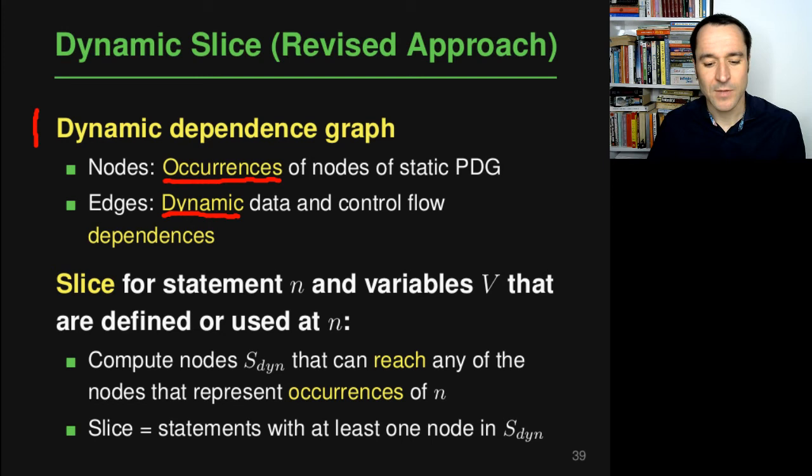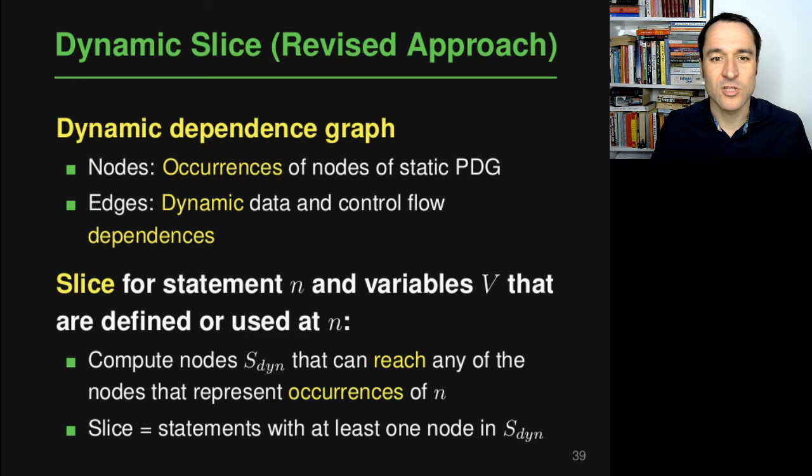And now given this dynamic dependency graph, we can compute the slice again in a very similar way to what we've seen so far by again basically reducing it to the problem of graph reachability. So if you want to compute a slice for some statement n and some set of variables v that are used or defined at n, then what we do now is we compute all the nodes that are in this set S dyn that can reach any of the nodes that represent occurrences of our statement n. And then the actual slice consists of all the statements that have at least one node in this set S dyn, and as we'll see, this is a smaller set, or at least can be a smaller set, than what we get with the simple dynamic slicing approach.